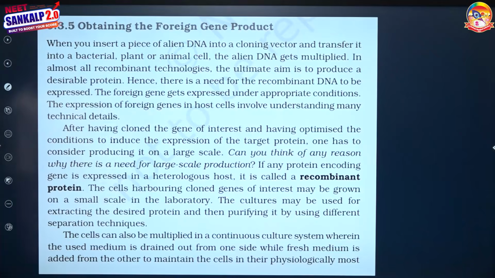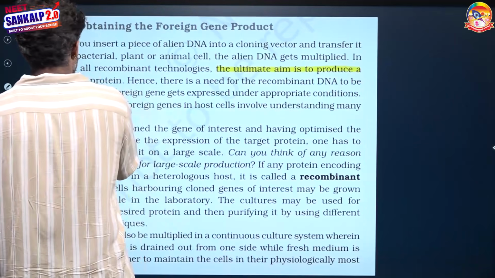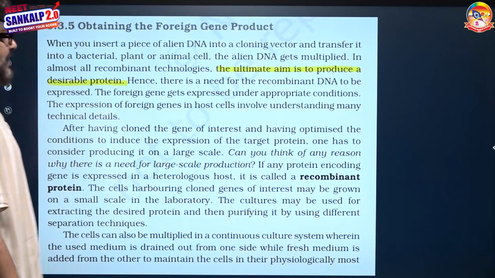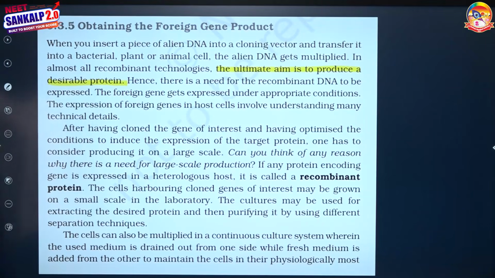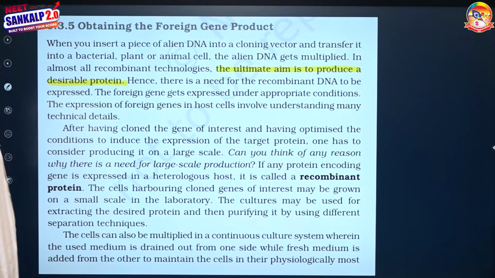When you insert a piece of alien DNA into the cloning vector and transfer it into the bacteria, plant or animal cell, the alien DNA gets multiplied. In almost all recombinant technologies, the ultimate aim is to produce a desired protein. Hence, there is a need for the recombinant DNA to be expressed. The foreign gene gets expressed under the appropriate condition.